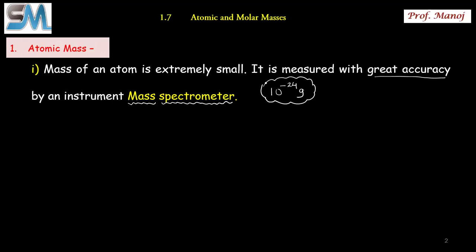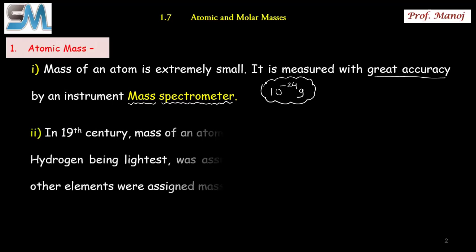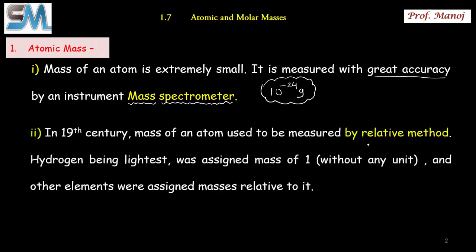But in earlier days, there was no such instrument available. So they used to find the atomic mass using what is known as the relative method. It was established by many scientists that hydrogen has only one proton, only one electron, and there is no neutron. All the mass of an atom is because of the proton and neutron and not because of the electron.